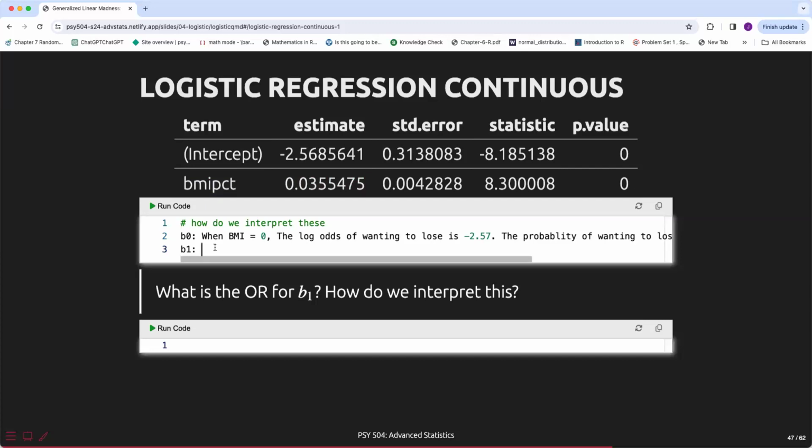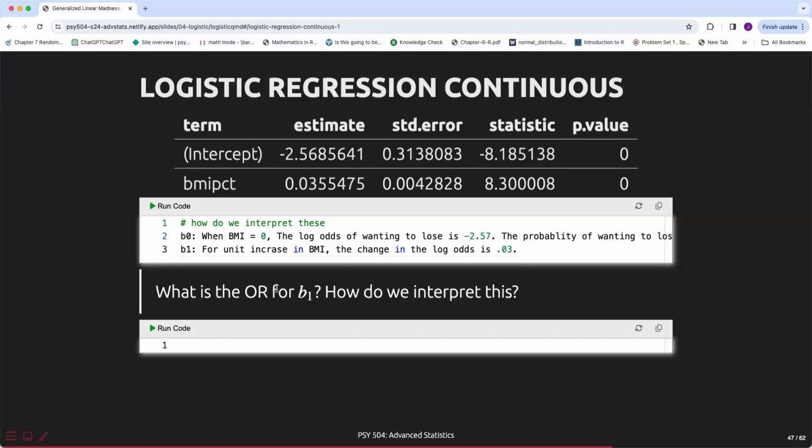So it'd be very similar for a continuous predictor and a regular regression model. For a unit increase in BMI, how much more log odds you will want to lose weight. We can say the change in the log odds is 0.03, right? So that's how we would interpret that. We're not going to calculate the probability because it becomes a little complex when we're talking about a continuous predictor. We'll talk about this when we talk about marginal effects for this variable, but we'll leave it at that.